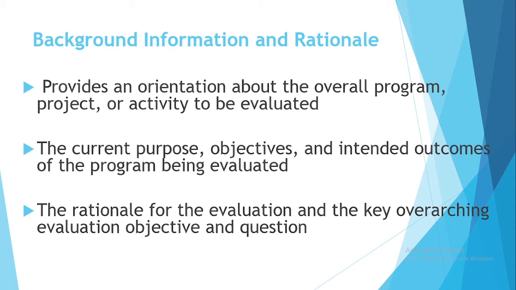Then we have the background information and the rationale. In the background, here it provides an orientation about the overall program, project, or activity to be evaluated. So here I'm just stating things about the program. The background about the program, its objectives, its intended outcomes which are being evaluated, and then include the rationale for the evaluation, why are you doing the evaluation, and the key evaluation objectives and questions. These are all included in the background information and rationale when you're drafting your TORs.